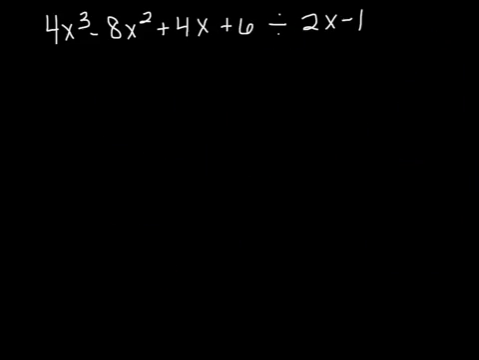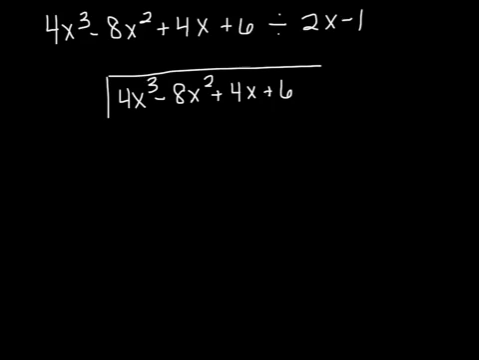So let's do it. I have to make sure every degree is accounted for. 4x to the third minus 8x squared plus 4x plus 6 divided by 2x minus 1. And every degree is accounted for. It goes degree 3, degree 2, degree 1, degree 0.